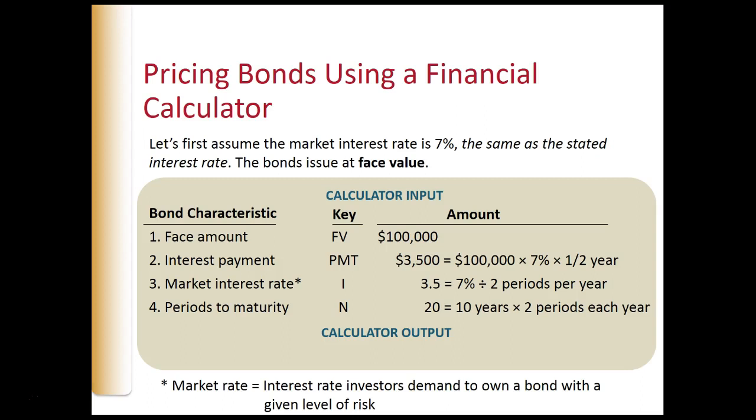Later, we'll calculate the bond issue price when the market interest rate is less than or greater than the stated interest rate. Now, the number of periods to maturity is the number of years to maturity multiplied by the number of interest payments per year. Since the bonds pay interest semi-annually, twice per year for 10 years, there are 20 periods to maturity.